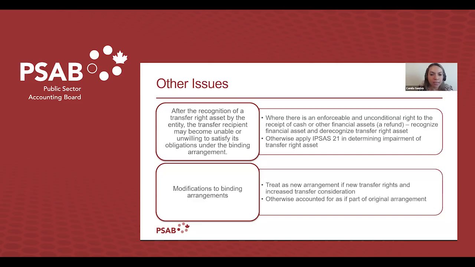The entity determines the accumulated transfer expense to be recognized as at the date of the modification by revising its estimates of the transfer consideration and the amount of the transfer consideration allocated to extinguished and unextinguished transfer rights. The difference between the accumulated transfer expense determined as at the date of the modification and the accumulated transfer expense previously recognized is recognized in surplus or deficit as an additional expense or a reduction in expense as at the date of the modification.